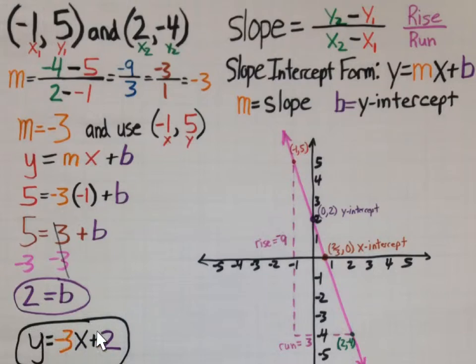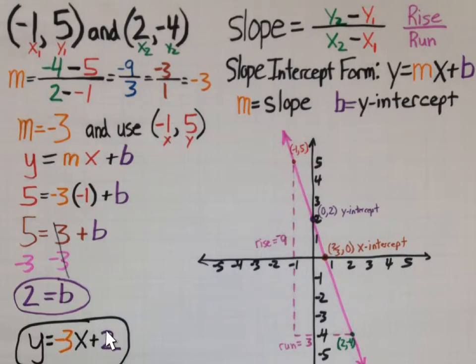And I plug all those back into this formula right here. m is negative 3, and b is 2. So b goes there, and the m goes there. And that is my equation of the line in something called slope-intercept form. Now, what is useful about this equation? It helps us graph very nicely.